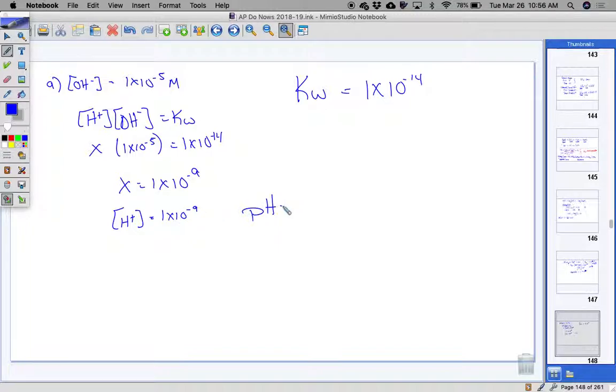What's the formula for pH? Negative log of the H plus. So if I take the negative log of 1 times 10 to the negative 9, what do I get? 9.